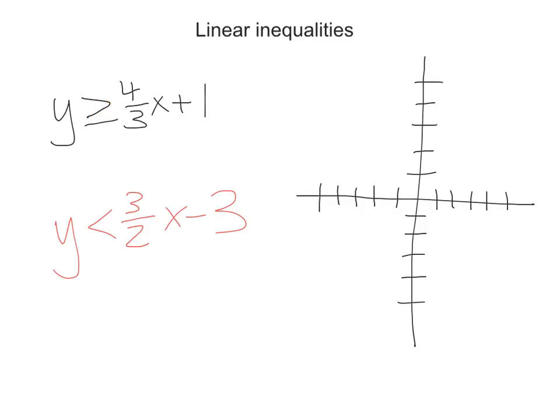So imagine if we just graphed the equals to part. y = 4/3 x + 1. That's pretty straightforward, right? Y-intercept. We use the slope to go up 4 and over 3. And then we can draw our line.